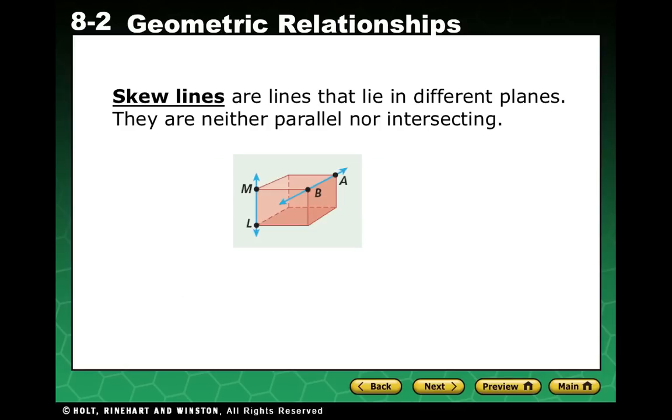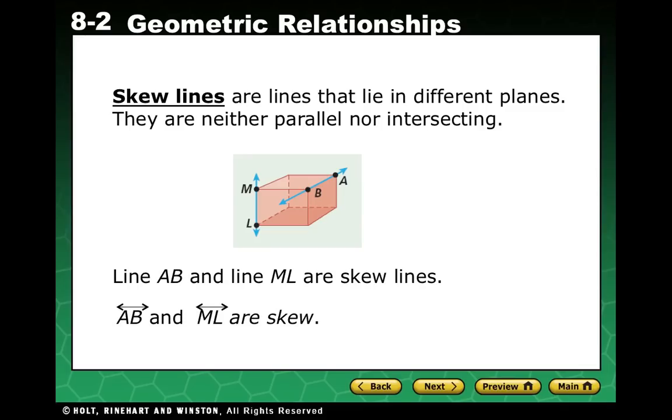Skew lines are lines that lie in different planes. They are neither parallel nor intersecting. So line ML and line AB are skew lines. There's no symbol for that, so you would just write out that those 2 lines are skew.